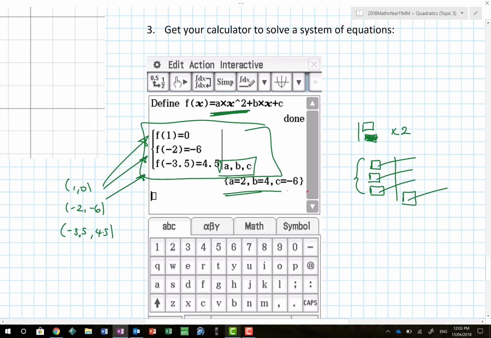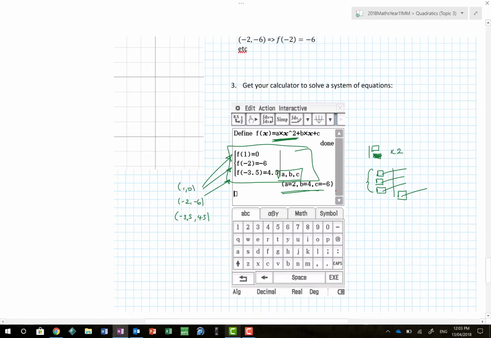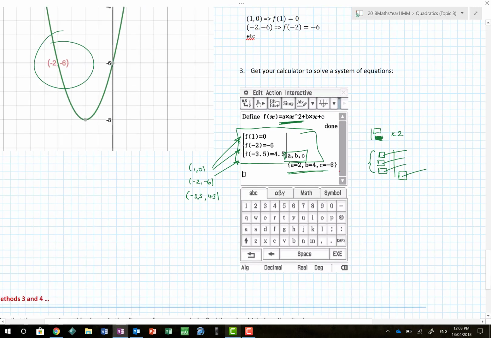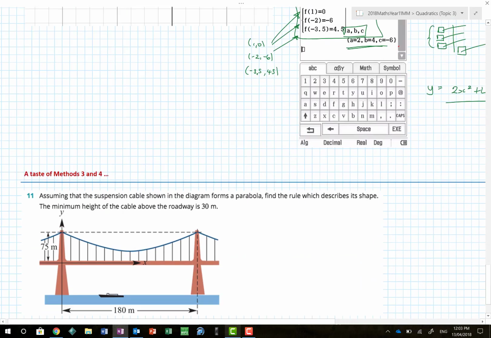And lo and behold, out comes really quickly and easily a equals 2, b equals 4, and c equals -6. So I would then formally state my equation and say, well, therefore, y is equal to 2x squared plus 4x minus 6. The calculator's done all the hard work for you.